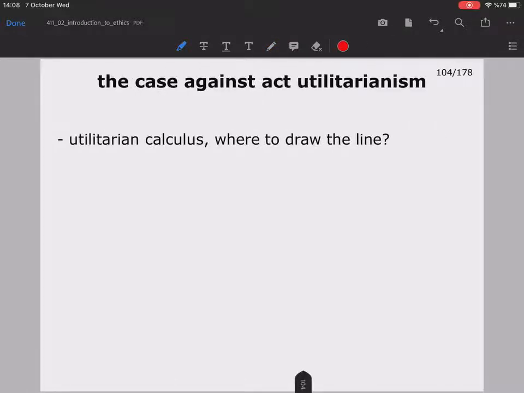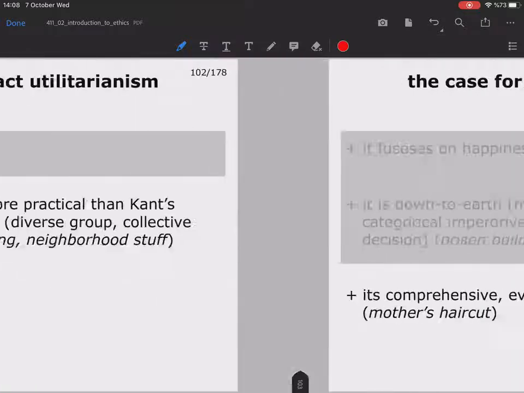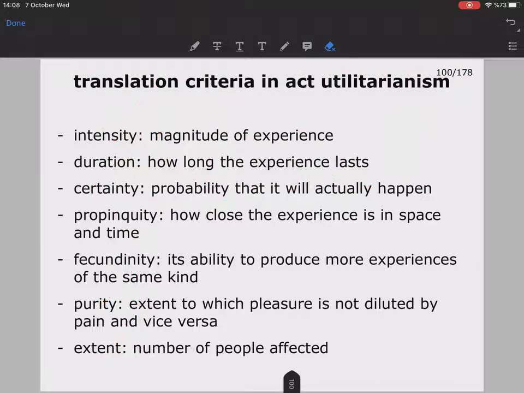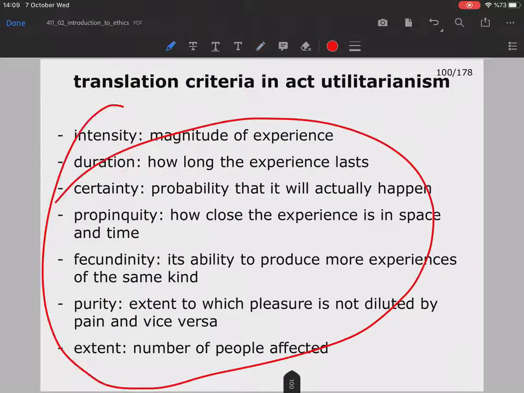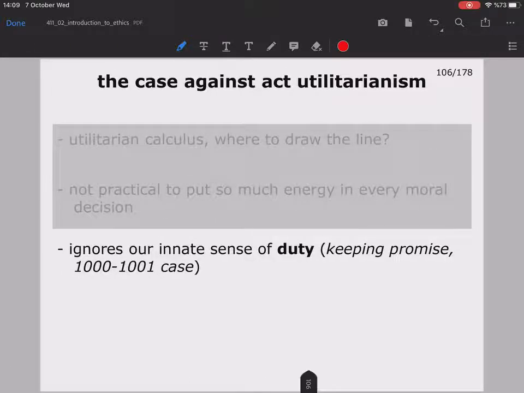However, let's take a look at the disadvantages. Utilitarian calculus is very detailed, as we just discussed. Where to draw the line? How deep can we go into detail here, calculating? And it is not practical to put so much energy into every simple moral decision. Are you crazy? I mean, this much calculation for every situation is not very practical or easy, as we discussed. And it ignores our innate sense of duty.